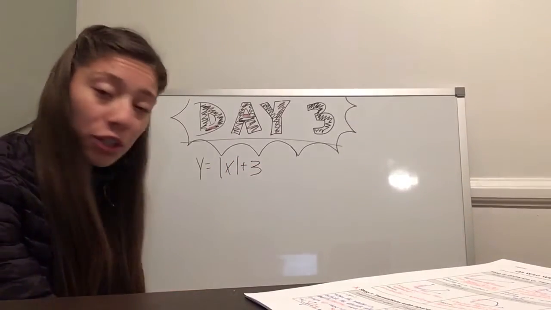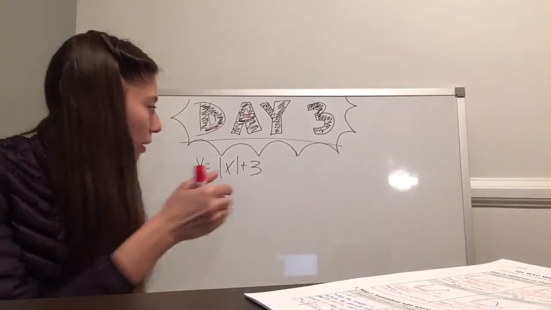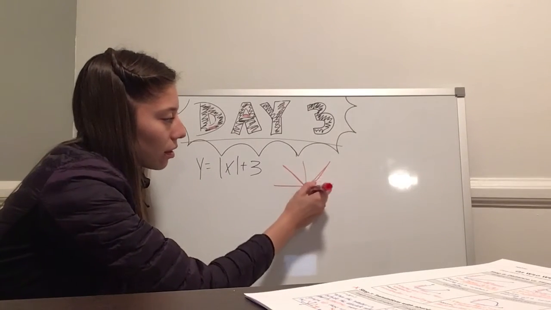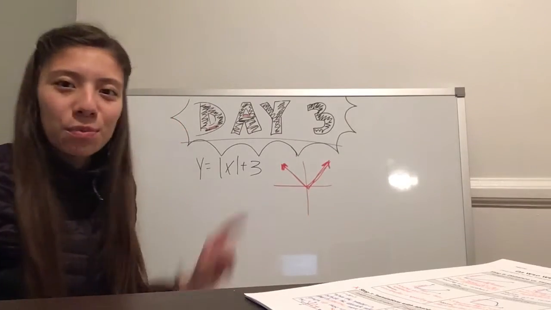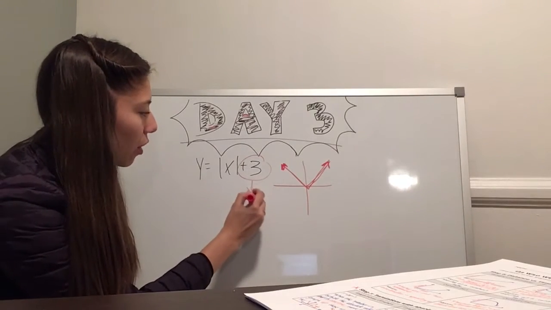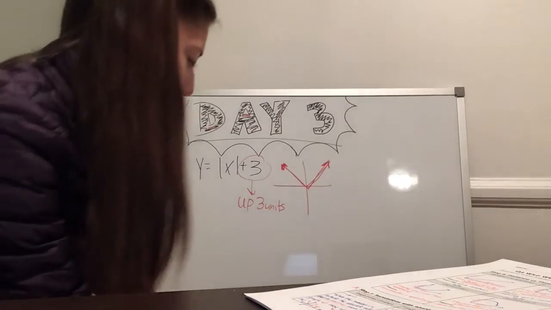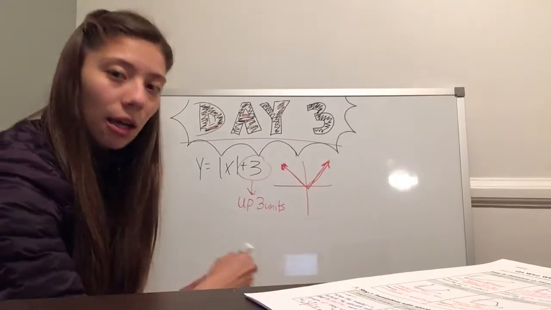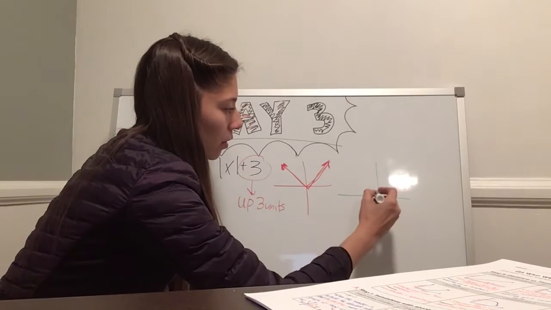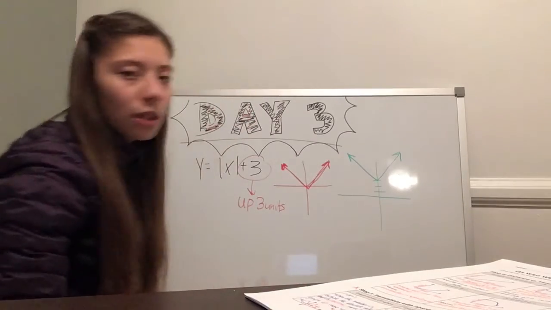So right here, what I wanted you guys to know, well, first of all, what is the parent graph of an absolute value? The parent graph looks like a V. So this is where it starts. Now this 3, when it's outside the absolute value, just means you're going to go up 3 units. So once it's translated up 3 units, your new graph is going to look like this. 3 units up, 1, 2, 3. And it's translated up 3 units, okay?